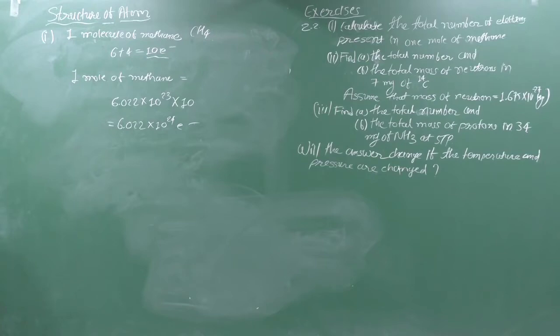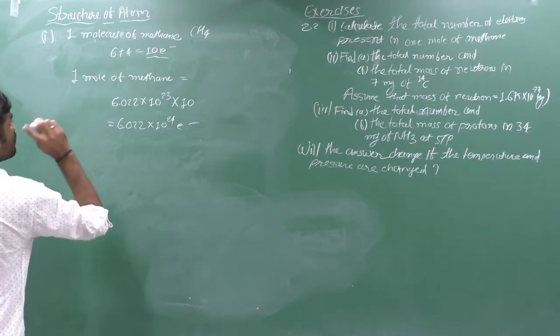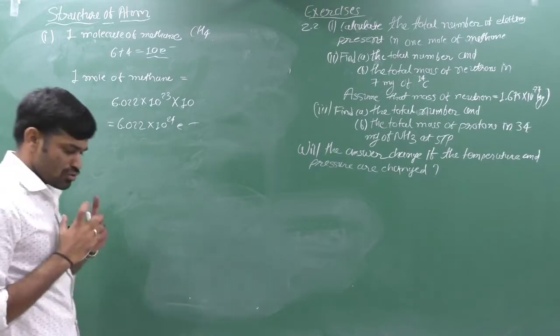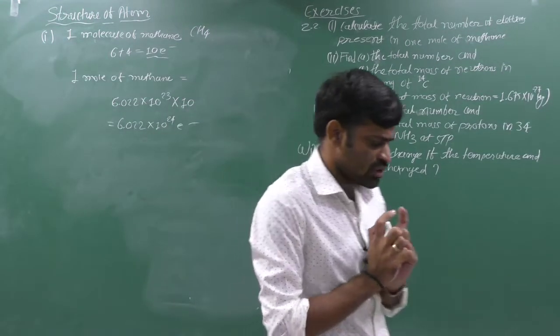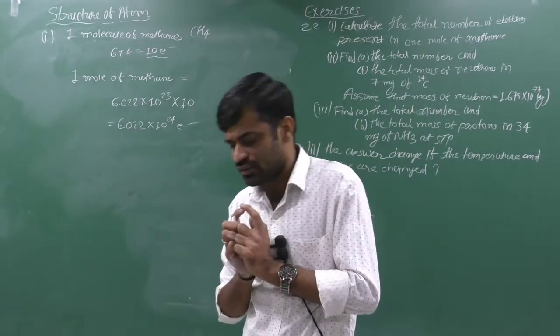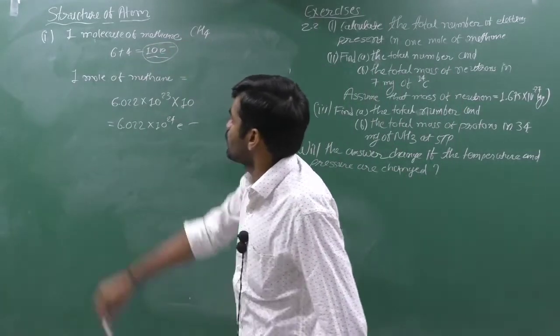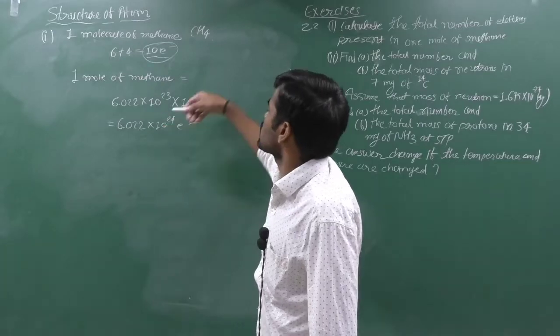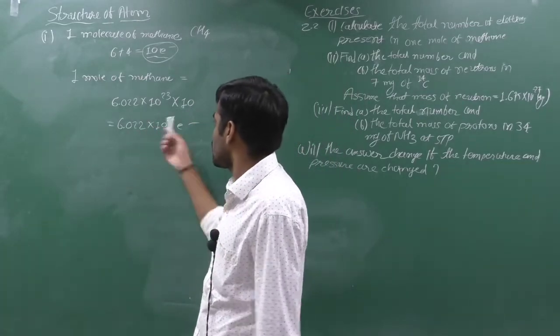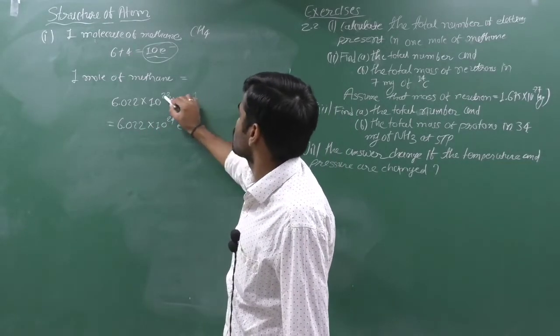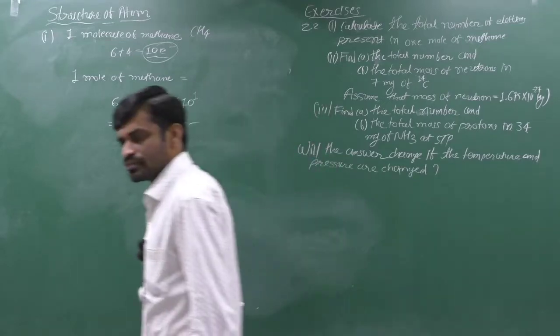6.022 into 10 raised to 24 electrons are there in 1 mole of methane. Because in 1 mole, how many molecules are there? 6.022 into 10 raised to 23. If 1 molecule has 10 electrons, then how many in 6.022 into 10 raised to 23? We will multiply directly; here the power is just 1, so 23 plus 1 is 24.